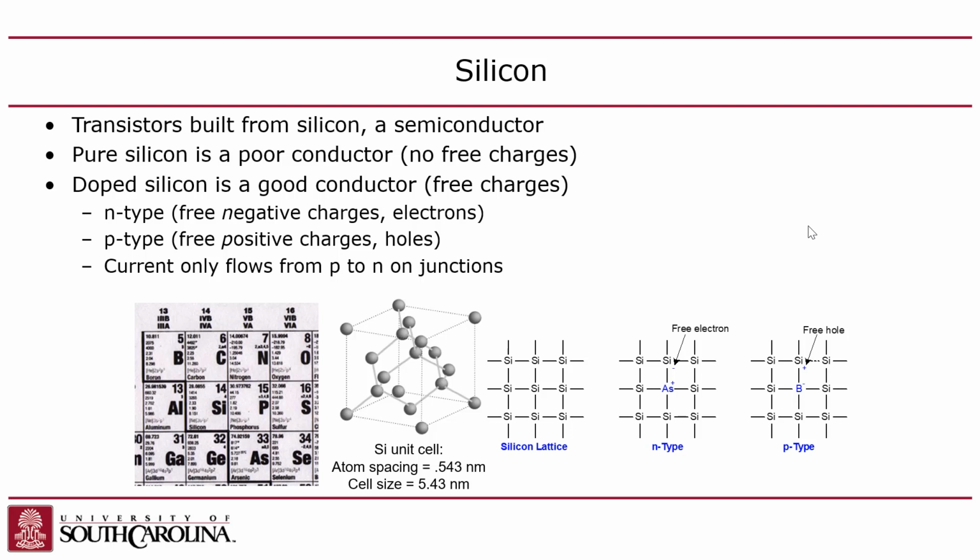Now, the atoms are spaced apart in this structure 0.543 nanometers. And the whole unit cell is about 5 nanometers. Now, does that raise any red flags for anybody?